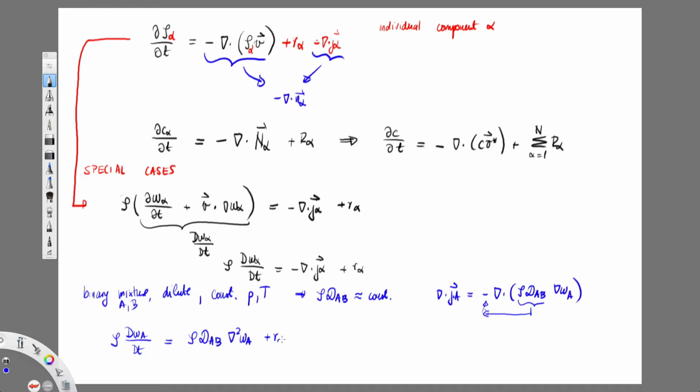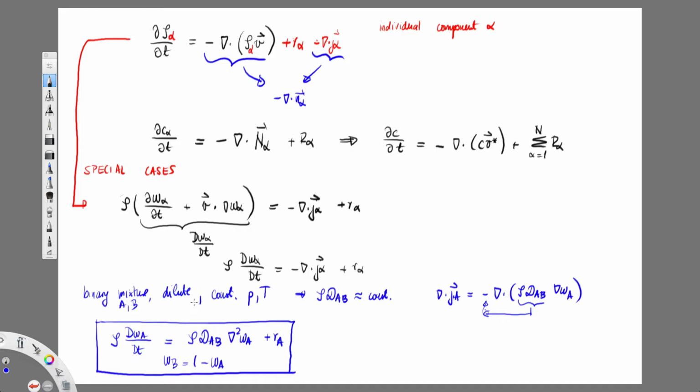I keep mixing alphas and A's. And how do I get omega B? Well, omega B is simply 1 minus omega A. So again, this is a special case for these binary mixtures and dilute cases where my rho DAB is approximately constant. And if you remember what we developed, rho DAB was a function of temperature and pressure, so if those are constant, then we can definitely assume that it's constant.